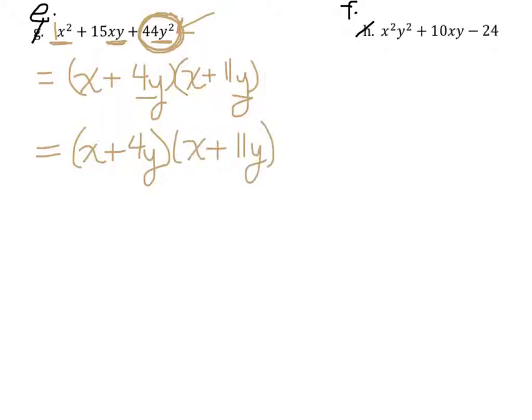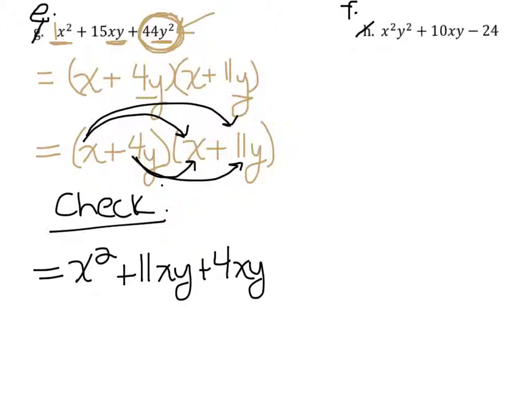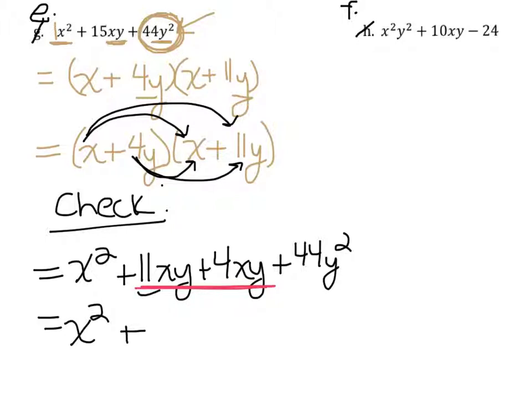And I'm going to check myself just to make sure I did that correctly. x times x will give me x squared. x times 11y, I can write as 11xy. 4y times x, I can write as 4xy. And 4y times 11y would be 44y squared. We have like terms in the middle, so I add those together. I get x squared, 11 plus 4 is 15, so 15xy, plus 44y squared. And this is exactly the way I started.